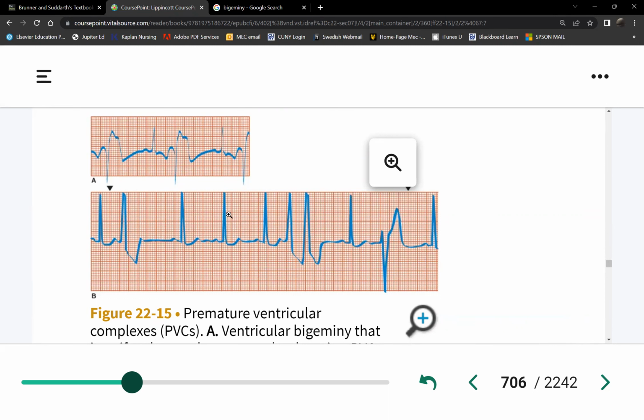Same thing also, if you remember again with PACs. After a PAC, there was also a pause.